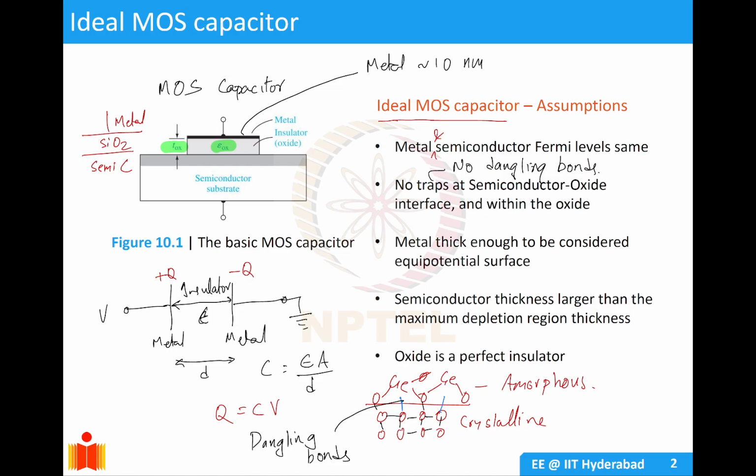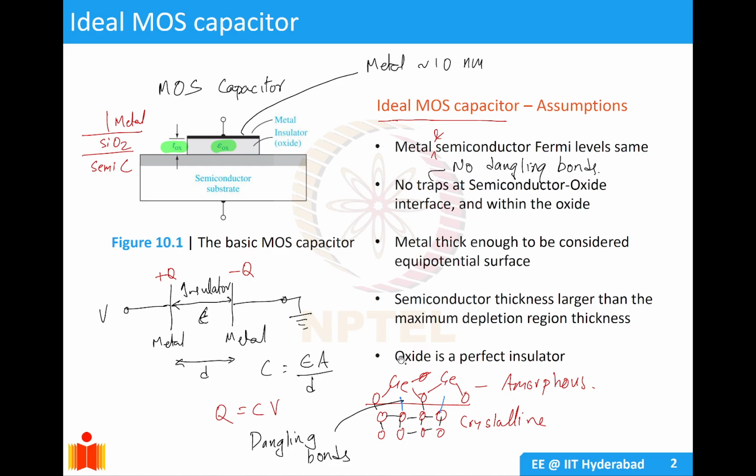Another assumption is that the semiconductor thickness is larger than the maximum depletion region thickness. So we are also assuming that the semiconductor is much thicker than the depletion width that will be formed due to this architecture, because of combining metal, oxide and semiconductor. A depletion width will be formed in the semiconductor region. We are assuming that whatever the maximum depletion region width we can get, the semiconductor is much larger than that.